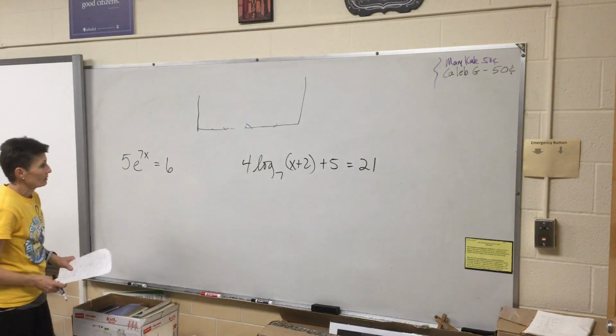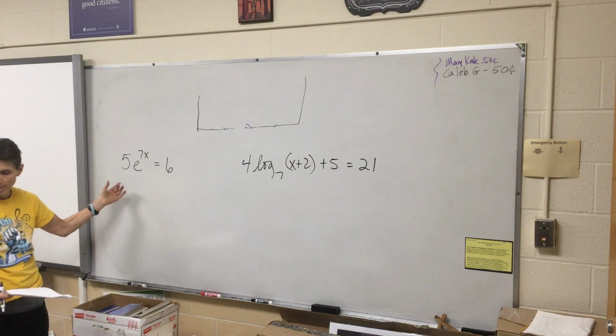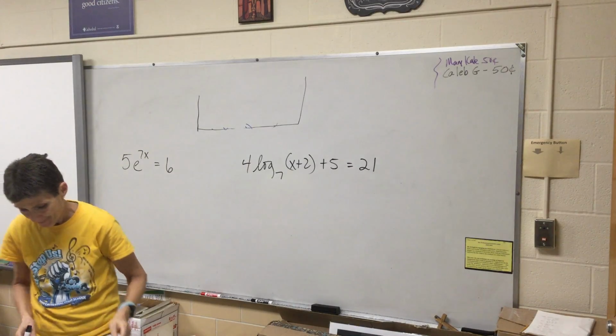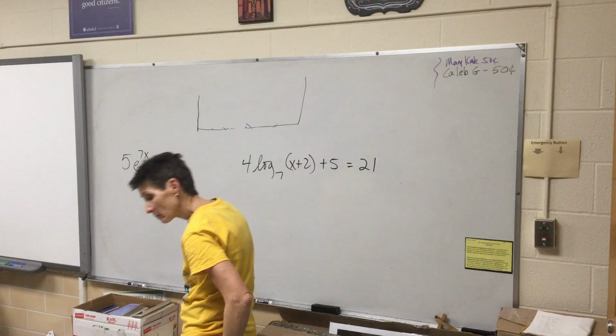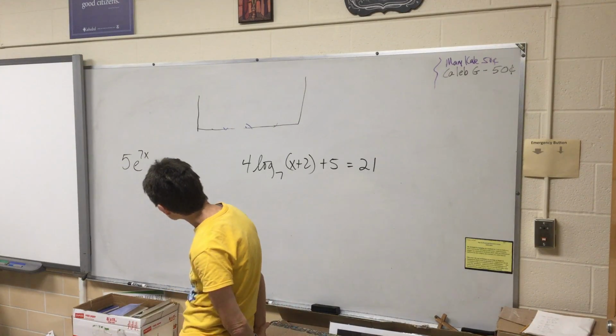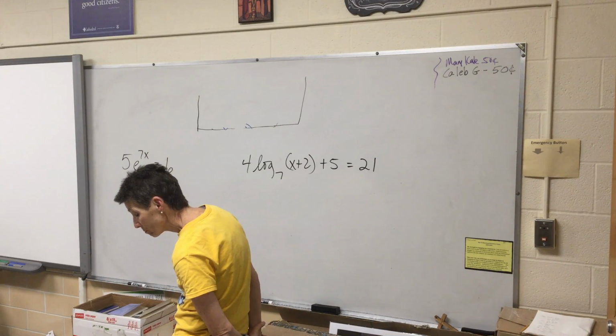All right. What are you doing here with the first one? You would put ln on them. Right now? So it would be ln 5e and ln 6.